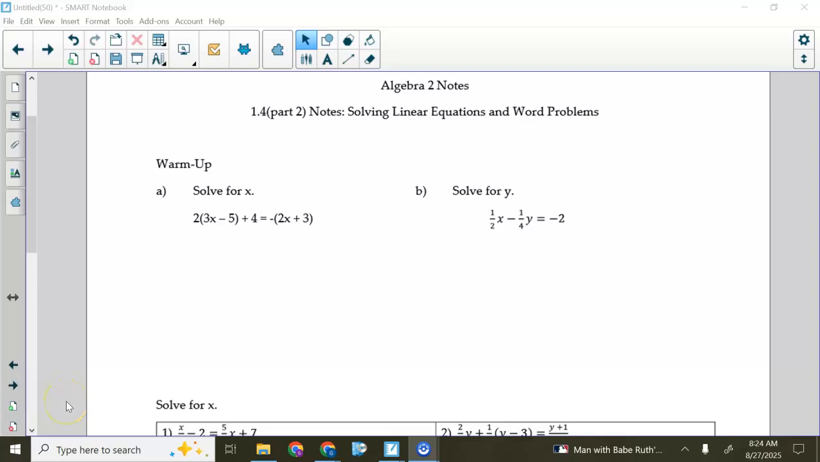Algebra 2 Notes 1.4 Part 2, Solving Linear Equations and Word Problems. Go ahead and try the first two problems. The first one you're solving for x. The second one is one of those literal equations where you're solving for y. So go ahead and pause the video, see if you can try A and B. We're on page 5.